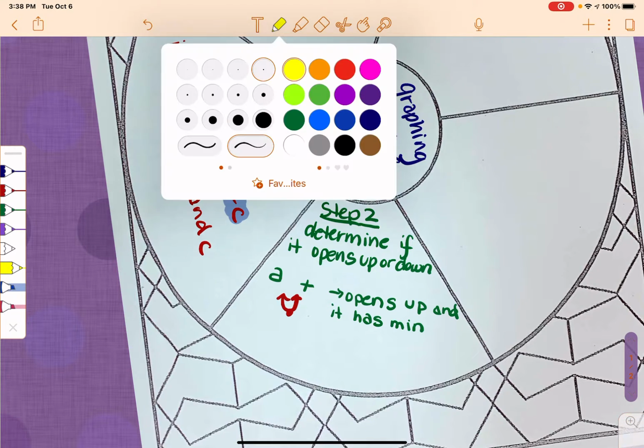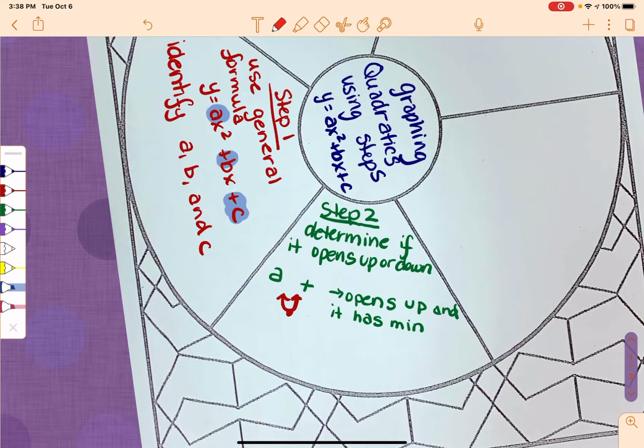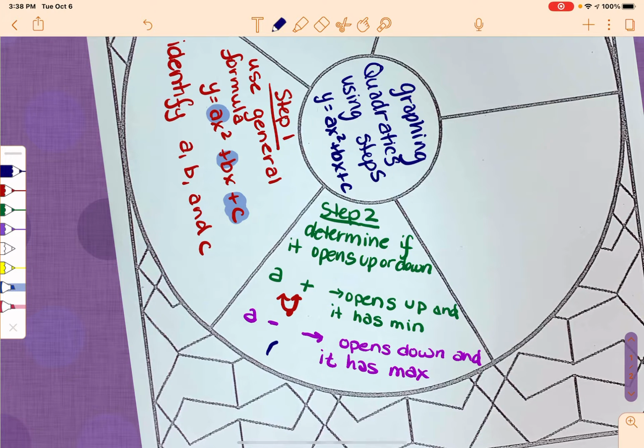If A is negative, that means that it opens down and it has a maximum. So that means it's going to open like this and it'll have a maximum. So you should be able to determine just by looking at the A value what happens there.